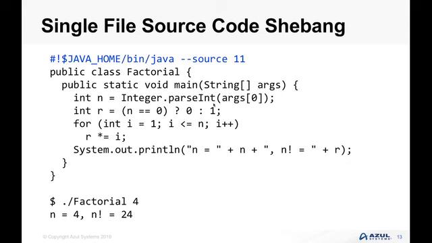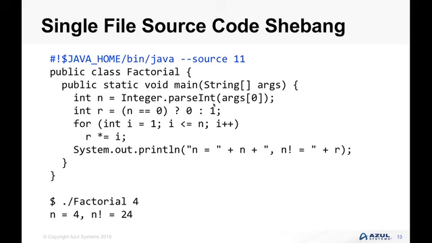And then if we make that file executable, we can simply run ./factorial on Linux. The operating system will look at the first line and say, okay, execute java --source 11 with the rest of the file. The Java virtual machine will then look at that and go, it's source code, I need to compile it, generate a class file, and then execute that class file and generate the results.